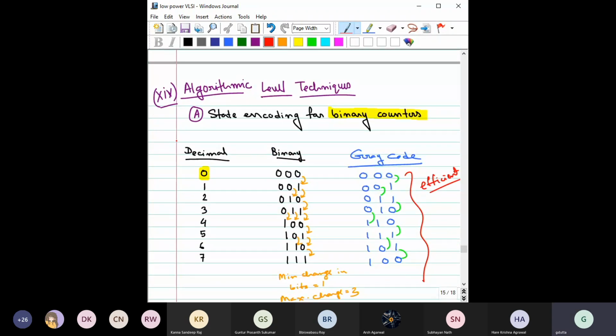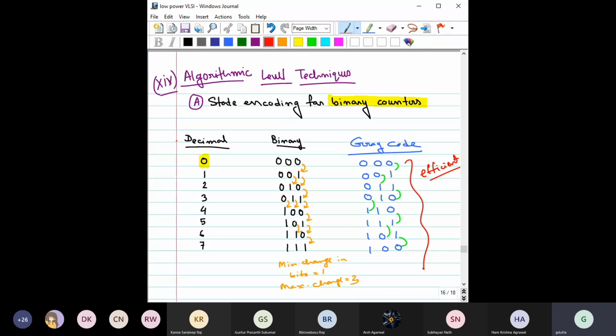Then algorithmic level, I will take 2 more minutes, okay? Algorithmic level technique. So here, this is just from the algorithmic level point of view.